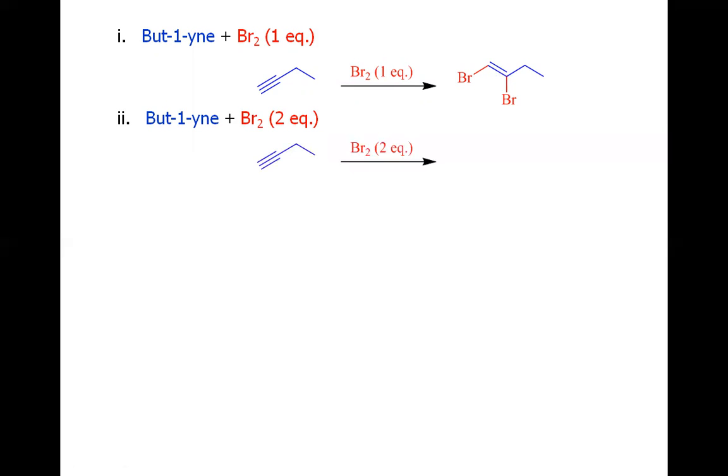So obviously the first step will remain the same, that is, the triple bond converts into the double bond with the two bromo on both sides of the triply bonded carbon. But with the another equivalent, we have another entry of bromine molecule across that carbon-carbon double bond. So overall, we have two bromo at one carbon and two bromo at the other carbon.